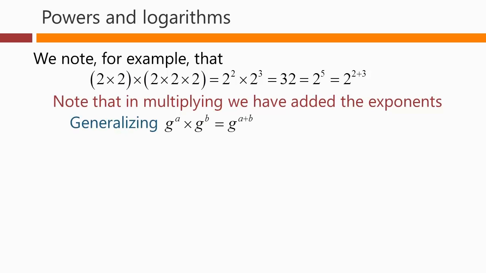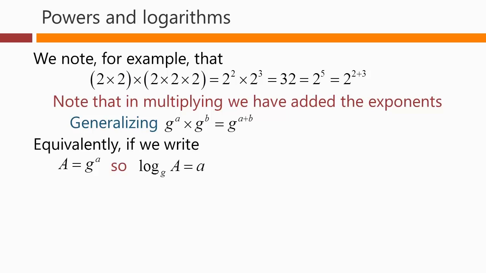Generalizing to non-integers now, we can say g to the power a times g to the power b is g to the power a plus b. So if we write that some number capital A is equal to g to the power small a, that means that log to the base g of capital A is equal to small a. And if capital B is equal to g to the power small b, then log to the base g of capital B is equal to small b.